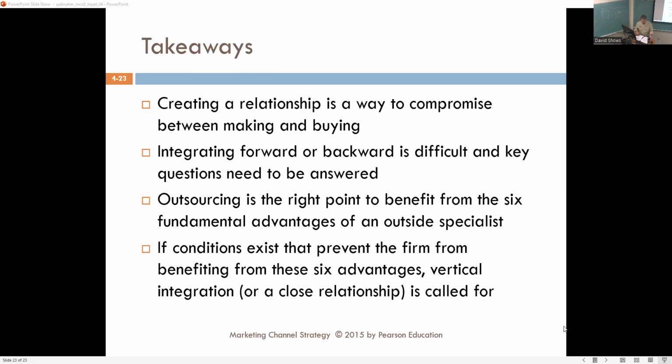So let's group together all the takeaways from this particular chapter. Okay. So remember, creating a relationship can be a compromise, making it fine. Strong relationships can do everything that you want to do in a retail situation if you feel that is successful. Just remember that vertical integration as a concept begins with the idea that it is a more attractive way of returning on investment.